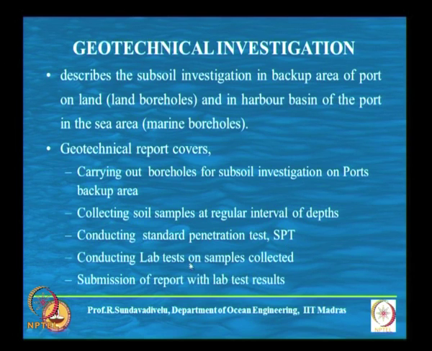Then we do lab tests. I will not go into detail about the lab tests. You can refer to some of the civil engineering geotechnical textbooks: liquid limit, plastic limit, shear, and so many things. And we have to submit the report with all the lab test results.